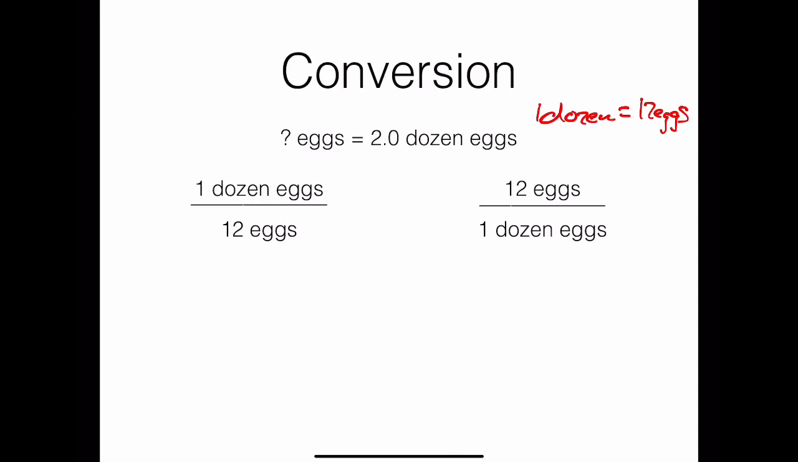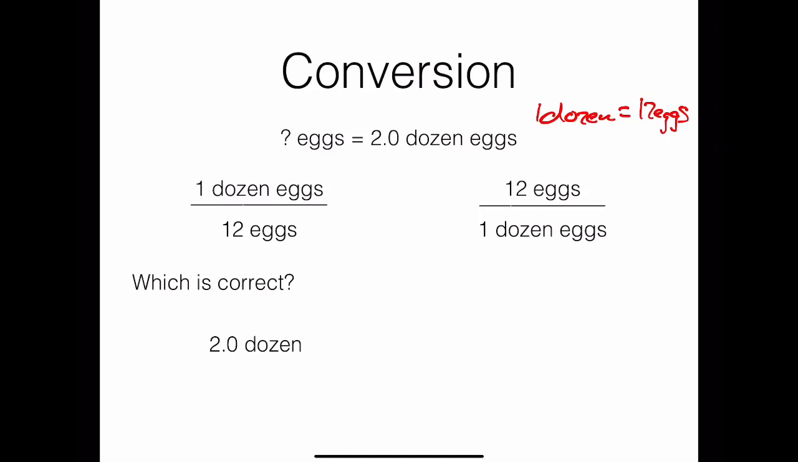I know this. We've already defined 1 dozen as 12. So now I need to figure out which one is more appropriate to use. In this case, we need to know which one is correct by starting with our given piece of information. And our given piece of information is 2.0 dozen. That's the number that I'm starting with.